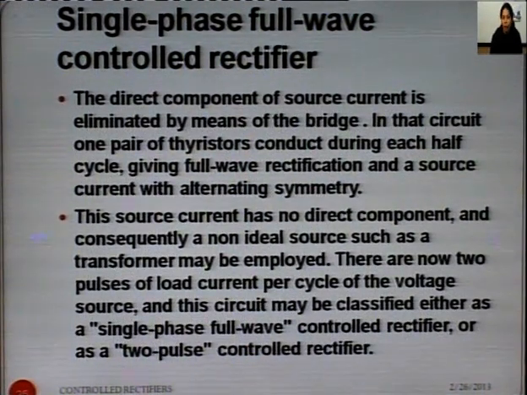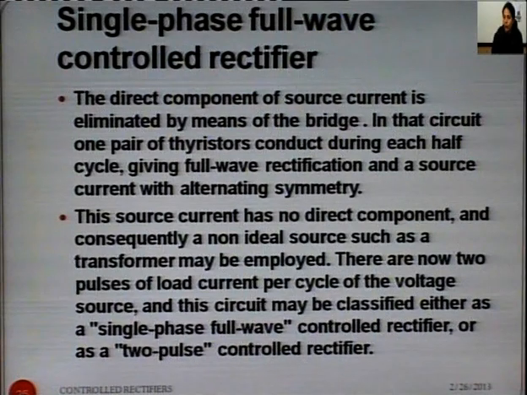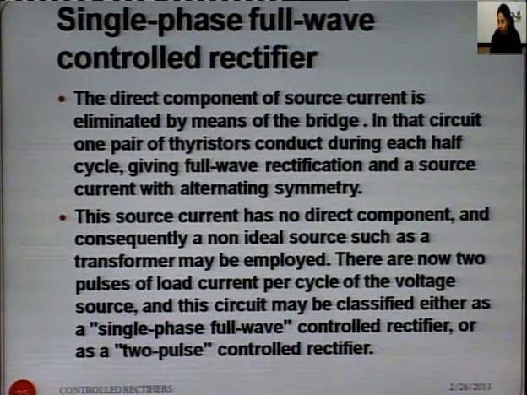Then the direct component of the source current is eliminated by means of the bridge. In the previous case we had discussed the one disadvantage of the DC component in the supply voltage. So, that disadvantage can be eliminated over here if we are using the bridge circuit. In that we have a pair of thyristors conducting during each half cycle, and we are giving full wave rectification, and a source current with alternating symmetry. The source current has no direct component, and consequently a non-ideal source such as a transformer may be employed.